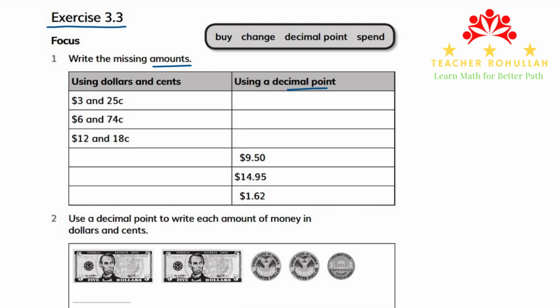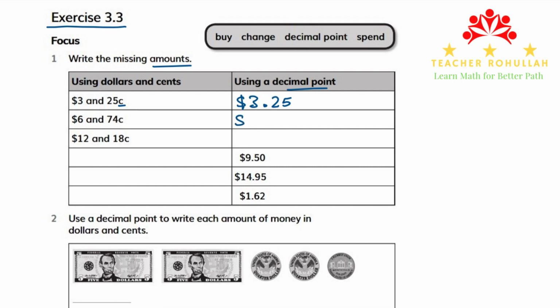So we have $3.25 and we are asked to use decimal point to write them on the right side. So we have to write the dollar sign, then 3, then the decimal point, and the cents, which is 25. And we don't have to write the sign for the cent again here where we have used decimal point. So we can read this as $3.25.